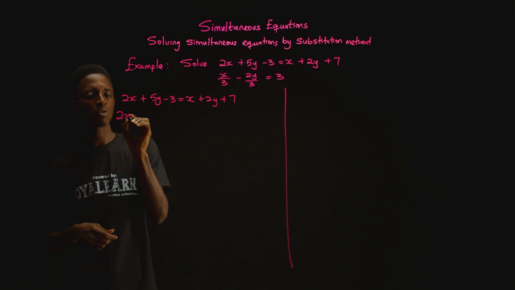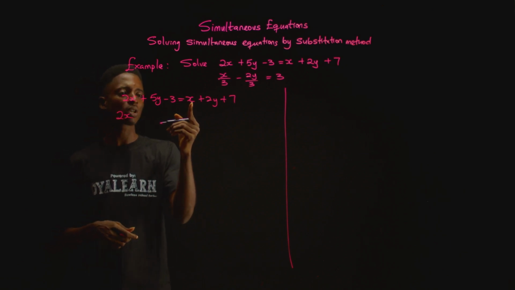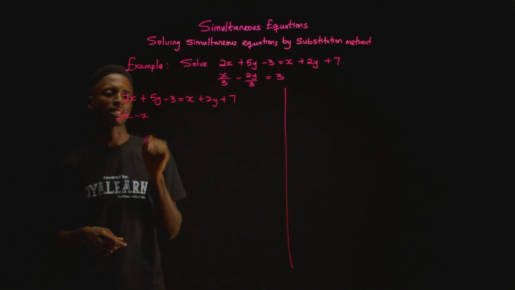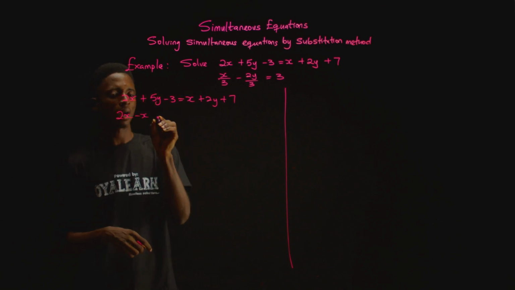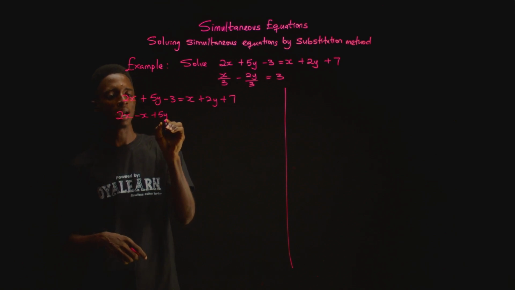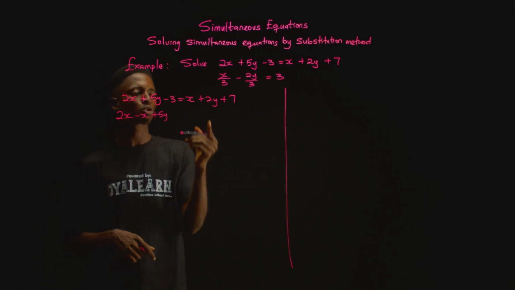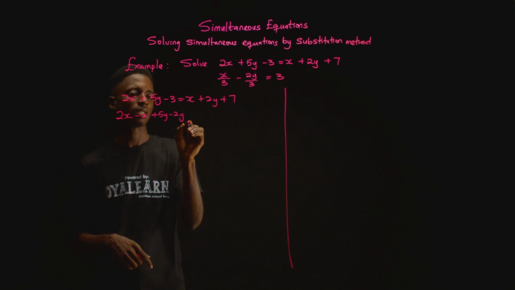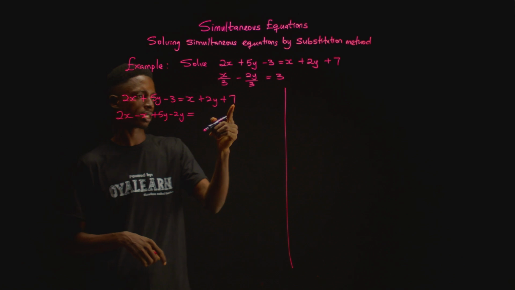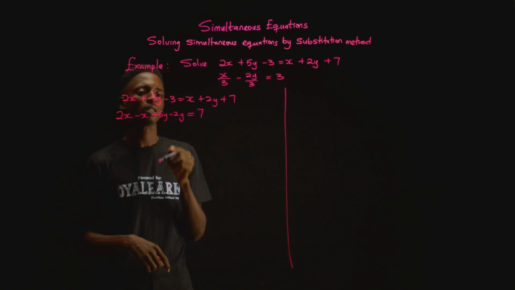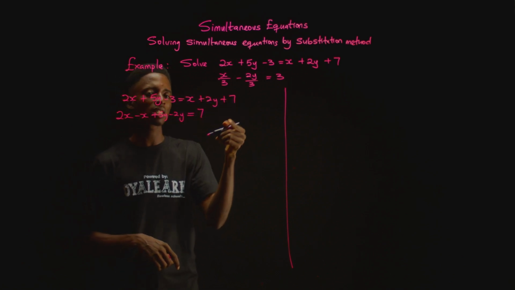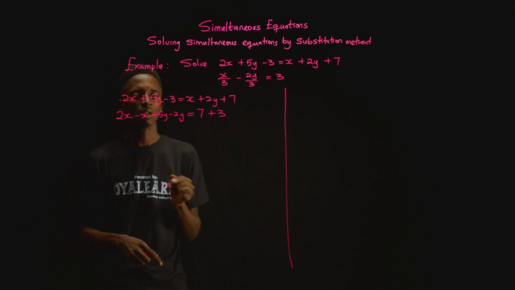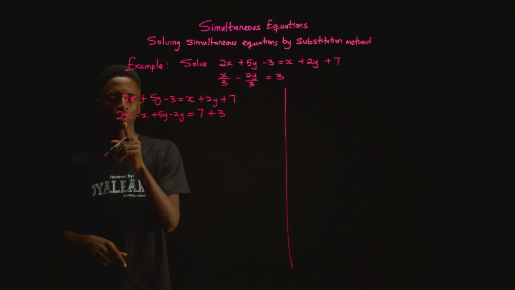So we would have 2x, and then this is positive x, which when it crosses the equality sign becomes minus x. Now we have y, so we have plus 5y, and then when plus 2y crosses the equality sign, it becomes minus 2y. Then equals, here we have 7. And then when minus 3 crosses the equality sign, it becomes plus 3. So let's tidy this up.